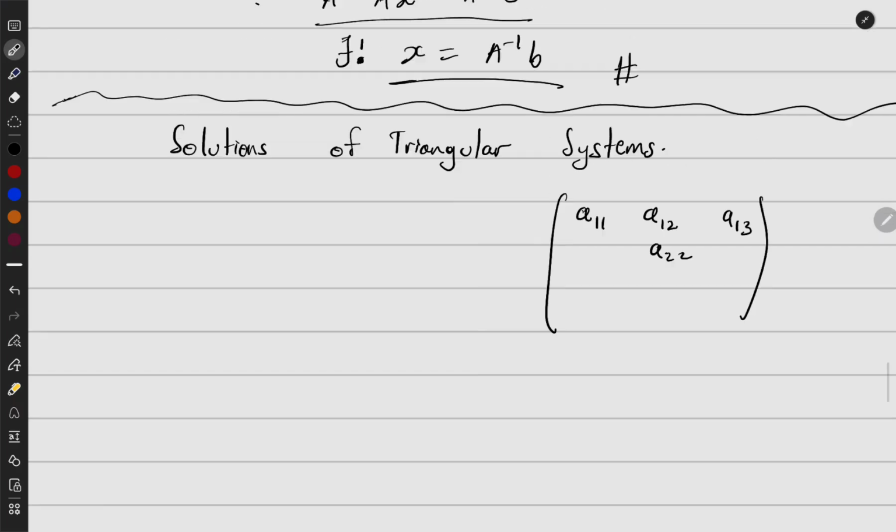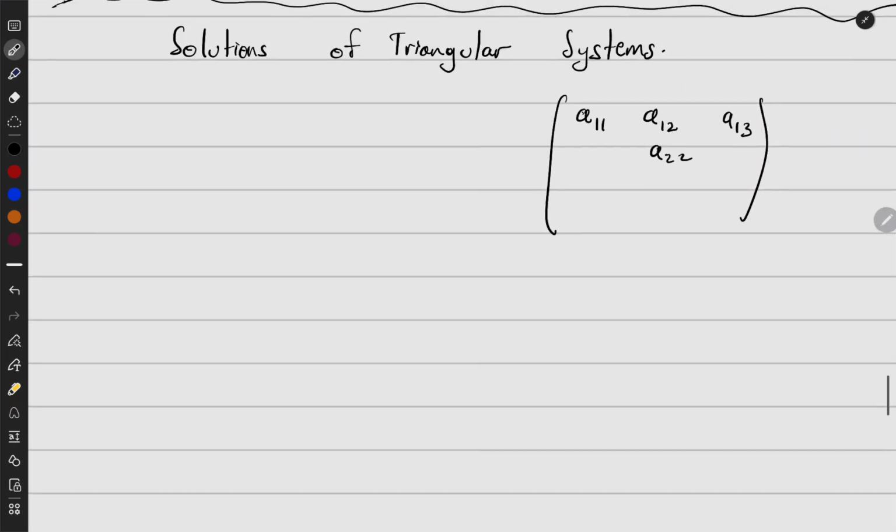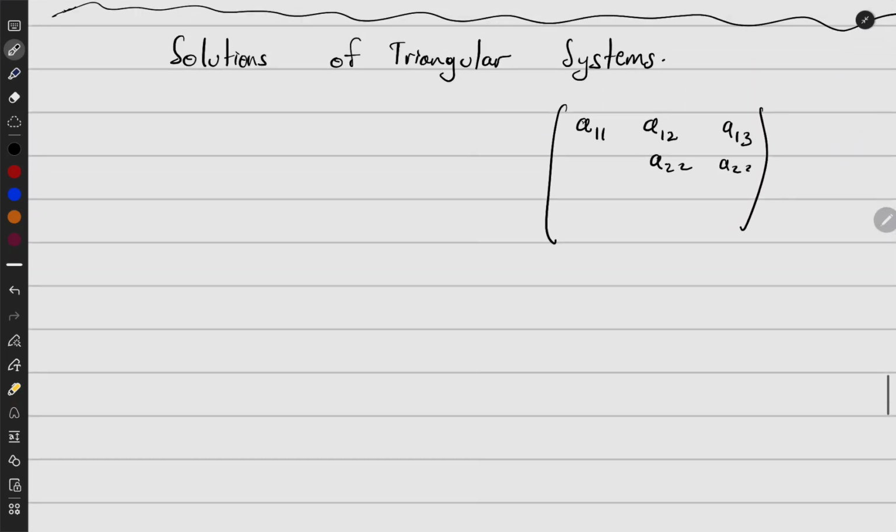Let's say this is 2 by 2. That's a 2 by 2. This is 2 by 3. Then this is a 3 by 3. Then these other positions are zeros. So this is what we call an upper triangular matrix. Then we also have a lower triangular matrix where this is A11, this is 0, this is 0.